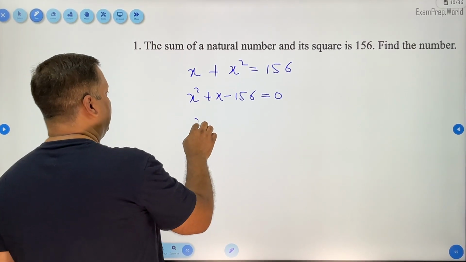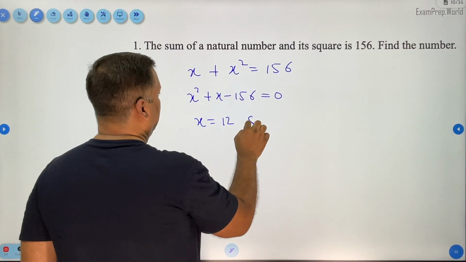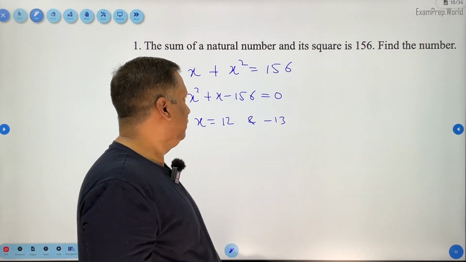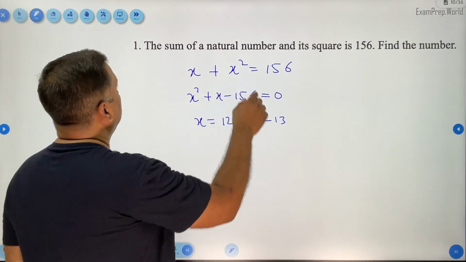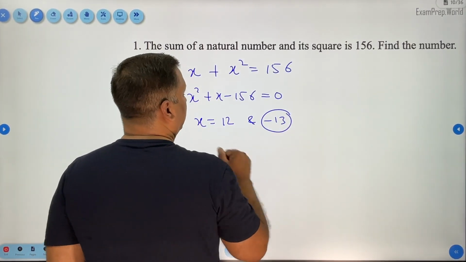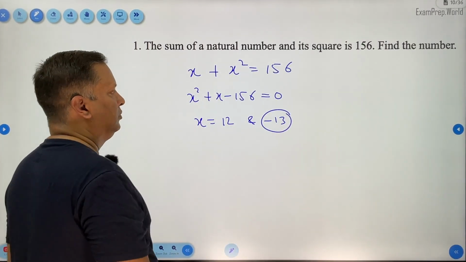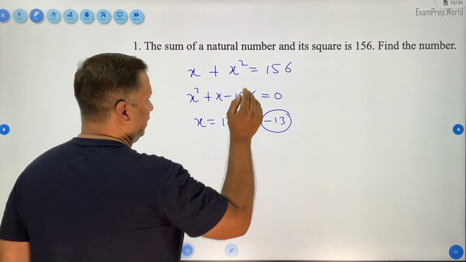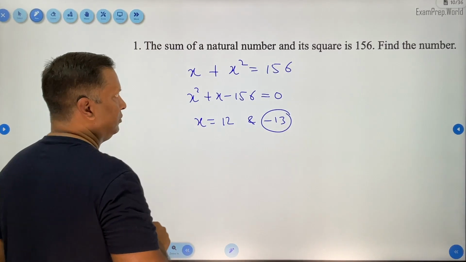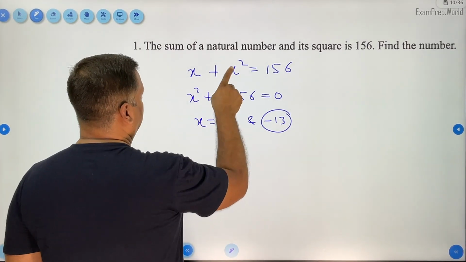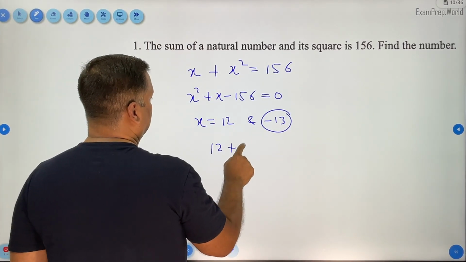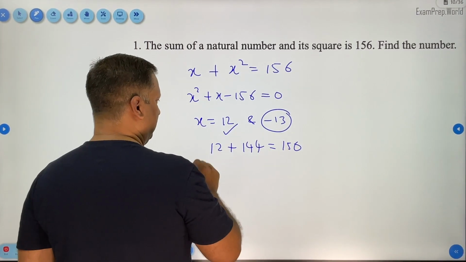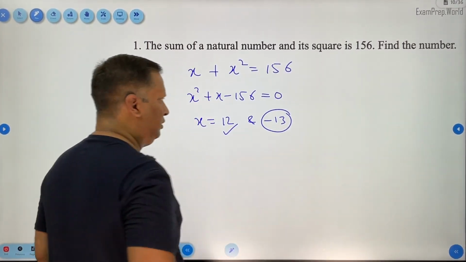So we get x as 12 and negative 13, right? x is 12 and negative 13. So what do we do? We will avoid this 13 and we will take 12, because if you input 13, 13 square is 169. So this is not the number. Let us check: 12 plus 144 is 156. So 12 is our number. Okay, very simple question it was.